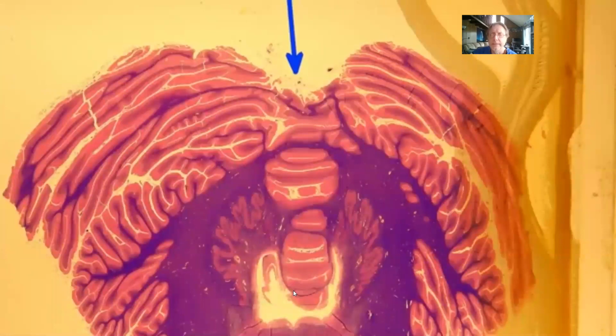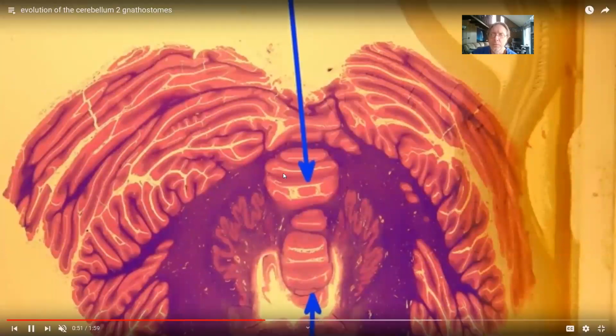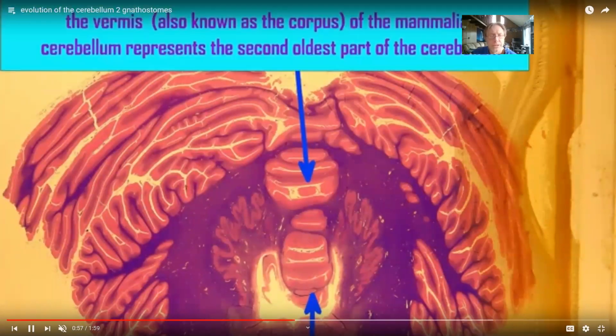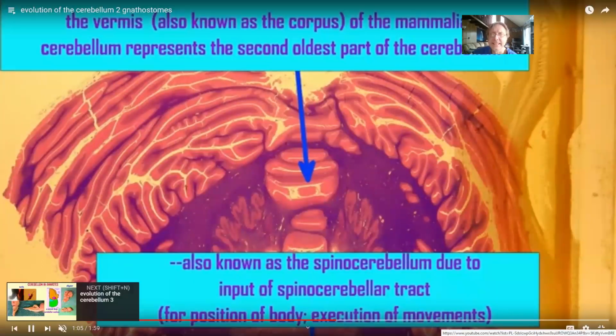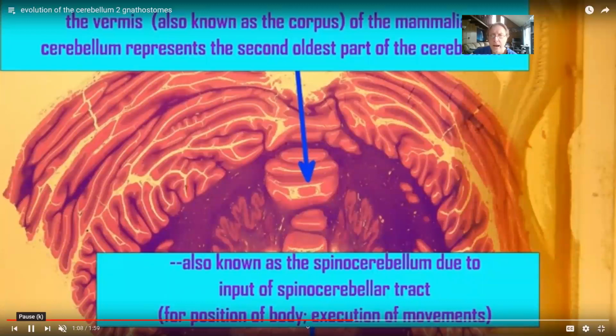Now, the vermis is worm-like in humans, in part because of all of these folds. In sharks, it tends not to form those folds and can be smooth. So it's often referred to as the corpus instead. So the corpus of the shark is the same as the vermis in the humans. That's the second oldest part of the cerebellum, and is sometimes referred to as the spinocerebellum because it's getting input from that spinocerebellar tract, which tells the cerebellum where the body is. All right, and so that's the spinocerebellum.